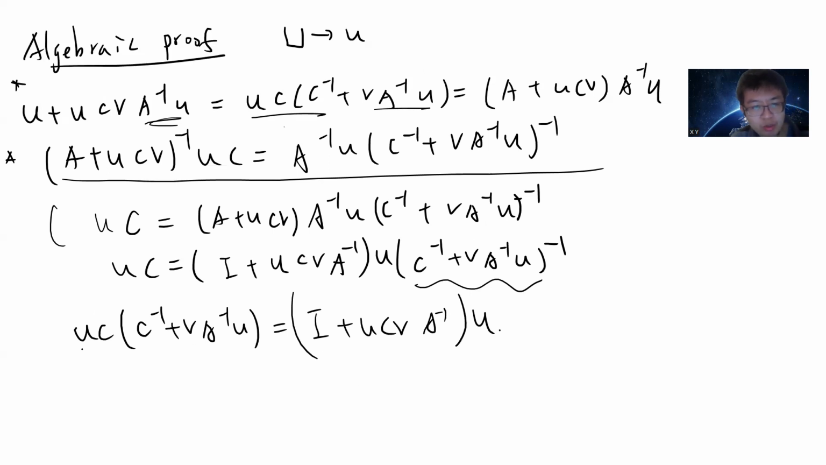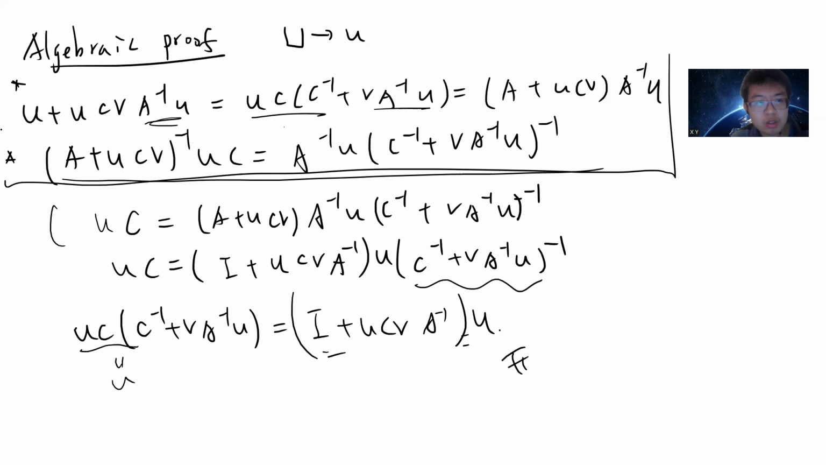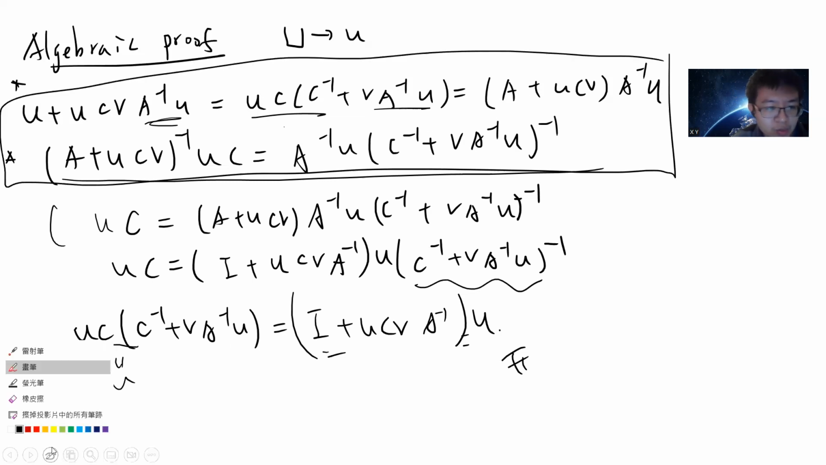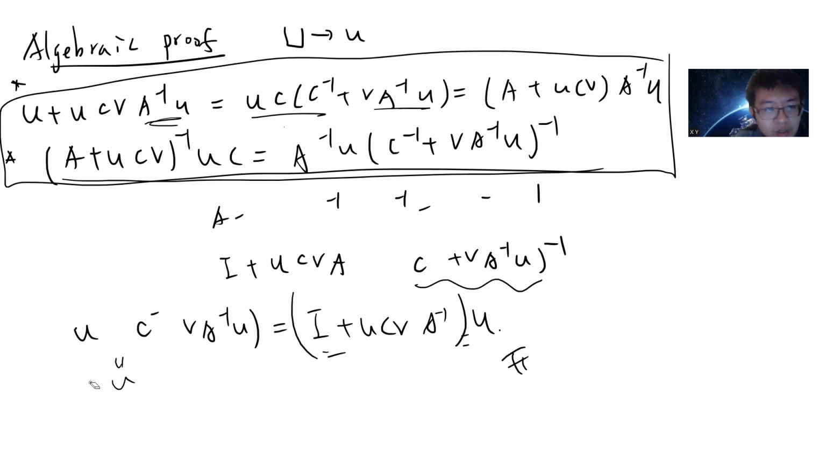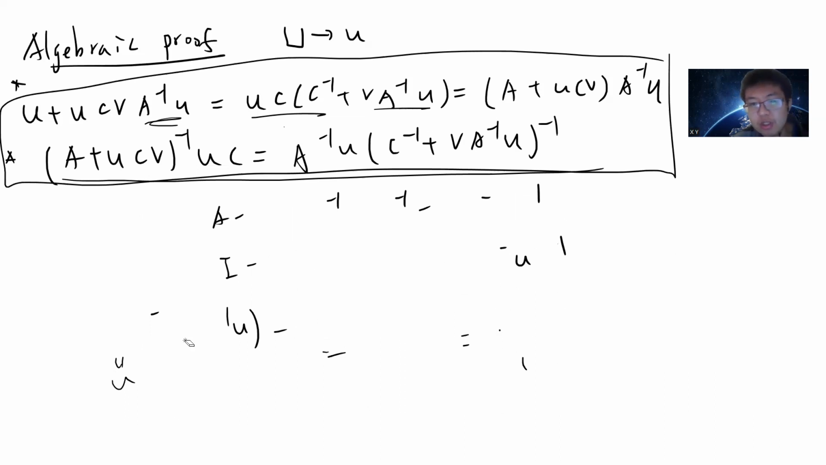Okay, so simple calculation. The first thing is U, so it's U C V A inverse U. There's U C V A inverse U. So these two are the important identities. Once we have these two, we can easily prove the general result.